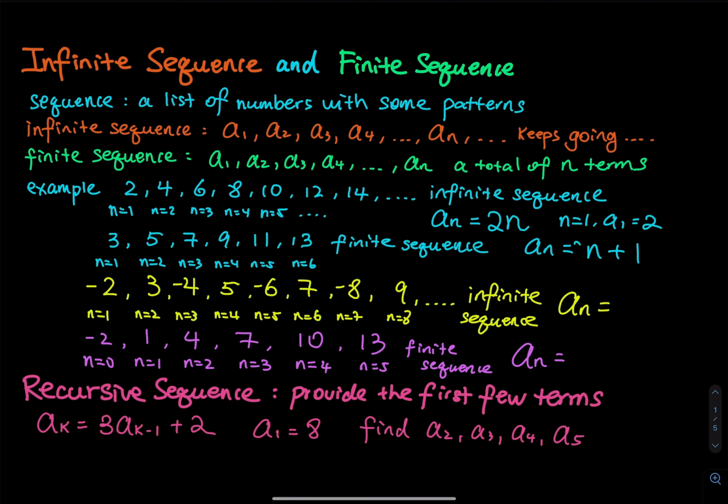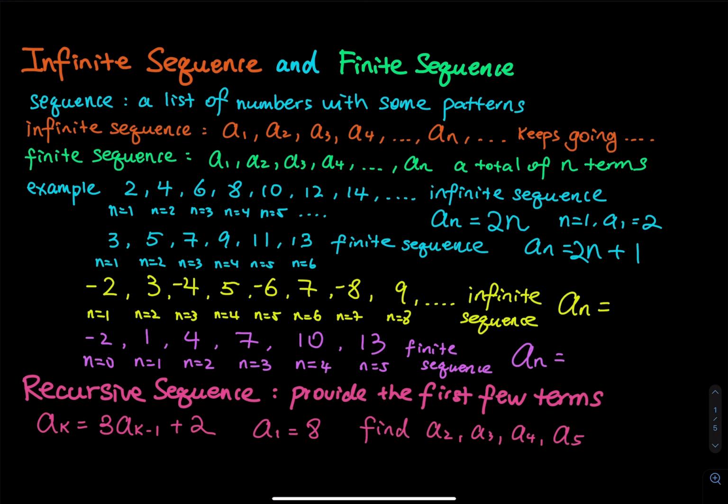So how about we double up the n first? When n is equal to 1, we have a 3. When n is equal to 2, we have a 5. So it looks like A n equals 2n plus 1 works. So this is the pattern of the second sequence.